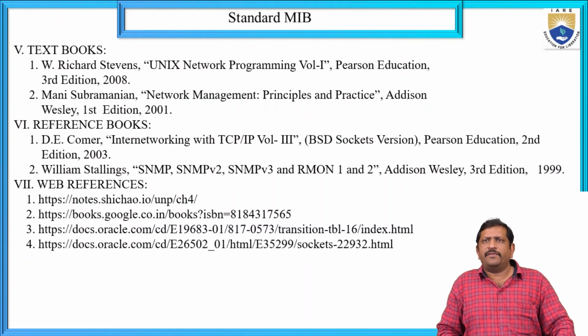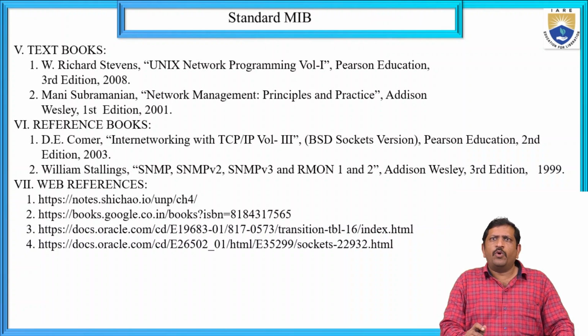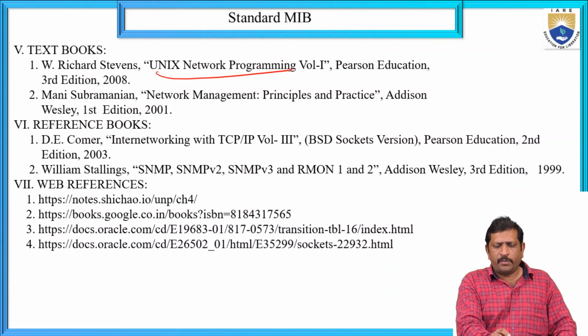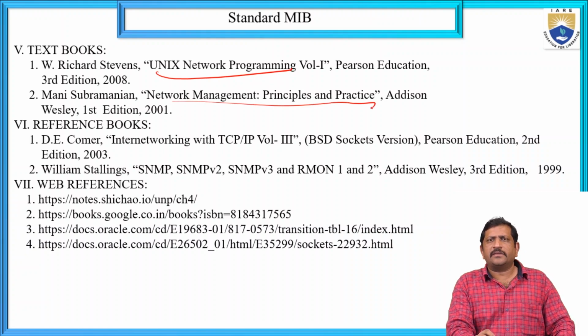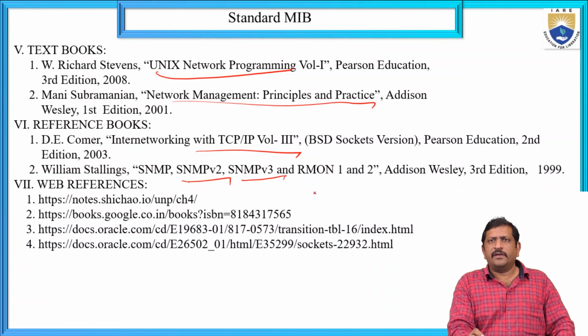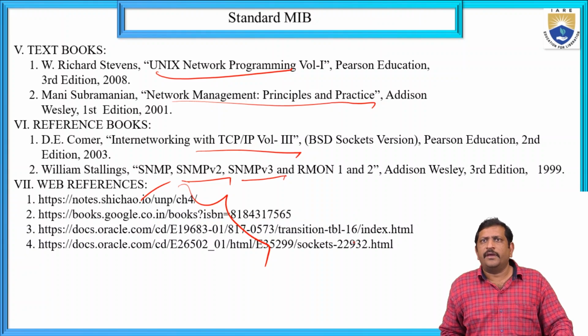For the standard MIB, the textbooks are Unix Network Programming, and Network Management Principles and Practices, and the references are Internetworking with TCP/IP, SNMP, SNMPv2, SNMPv3. So these are all the reference books. The remaining four are the web references.